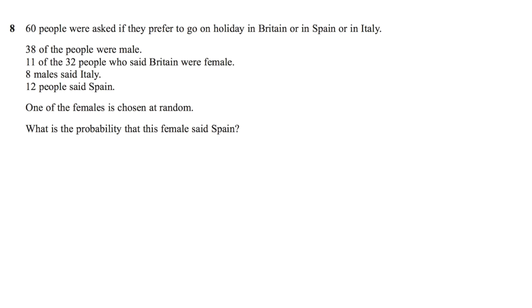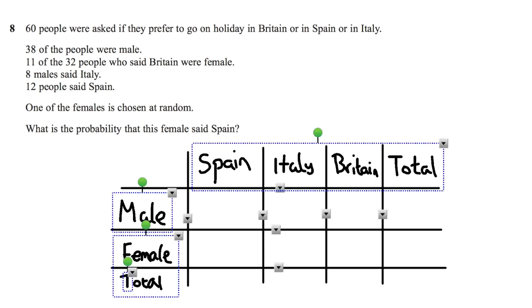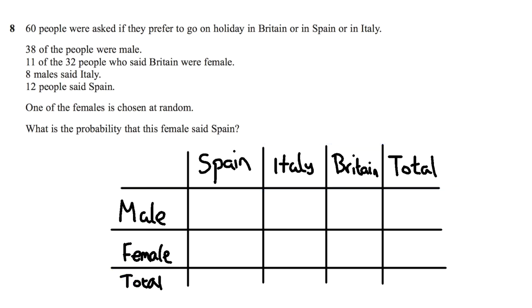So the first thing I'm going to do is construct a two-way table. So this is my two-way table. And now I'm just going to fill in the details. So 60 people in total were asked. So that's 60 over there. The question states 38 of the people were male. So 38 goes over here. The total males were 38.